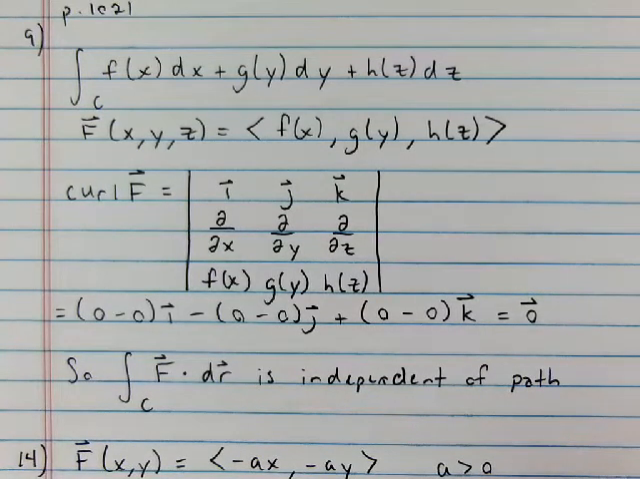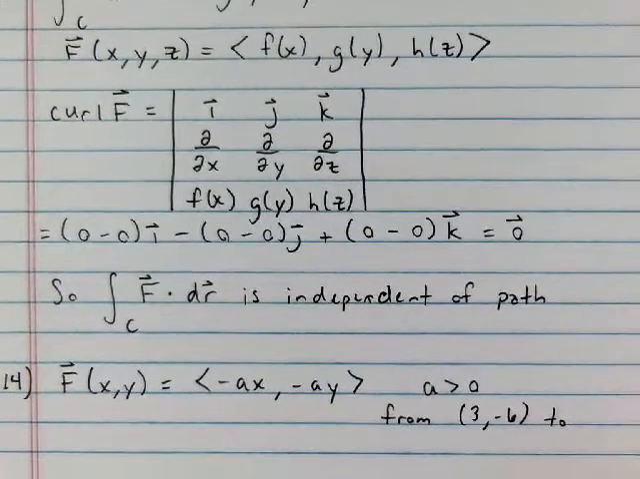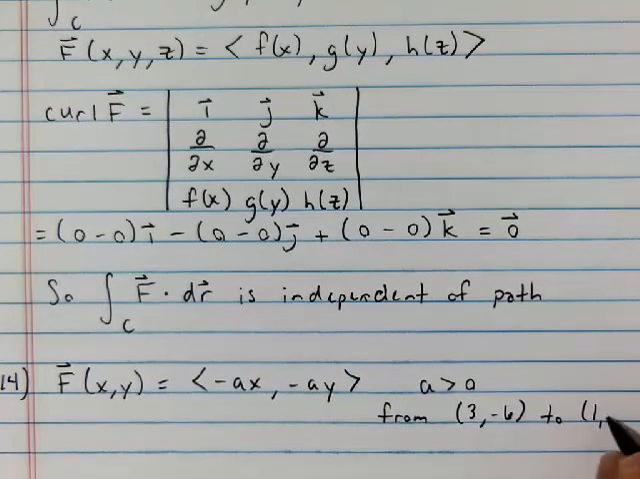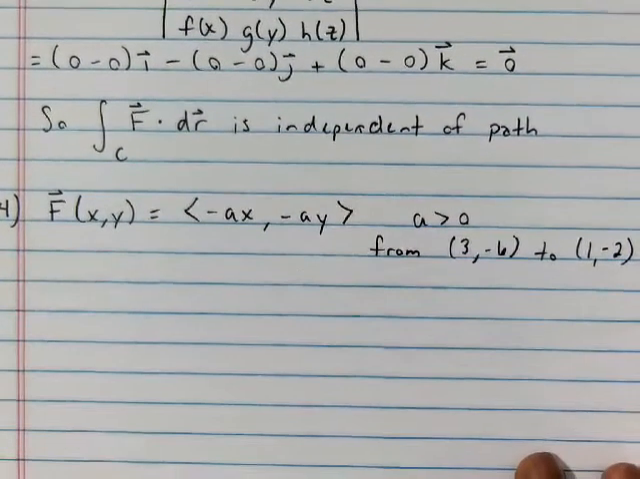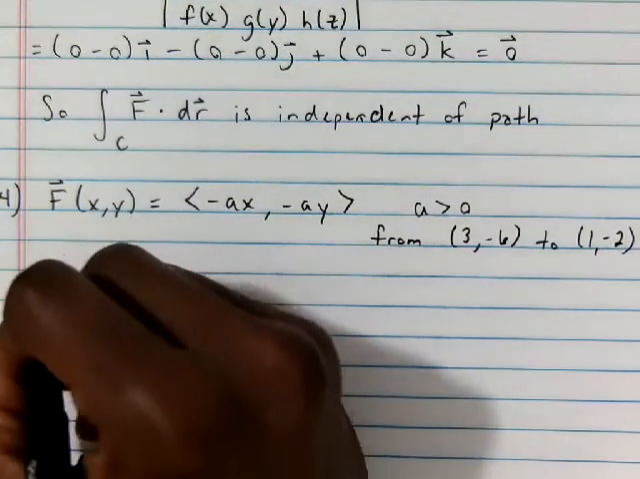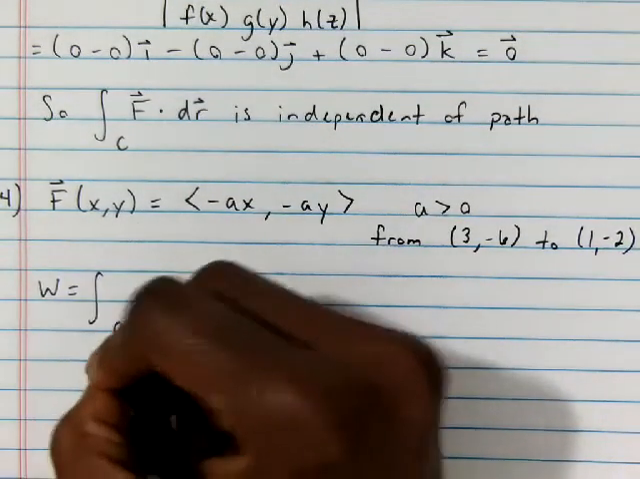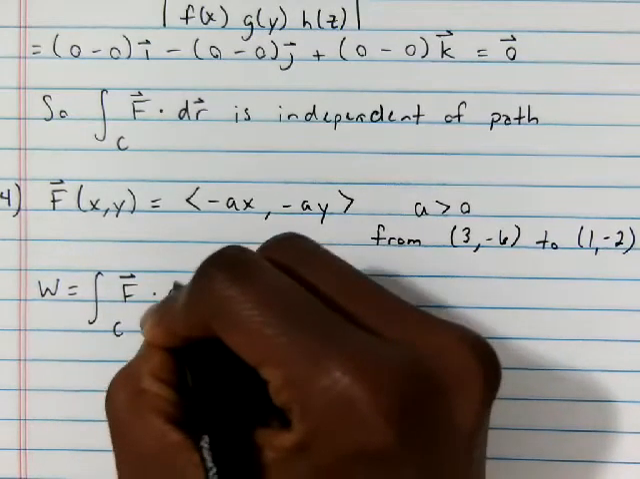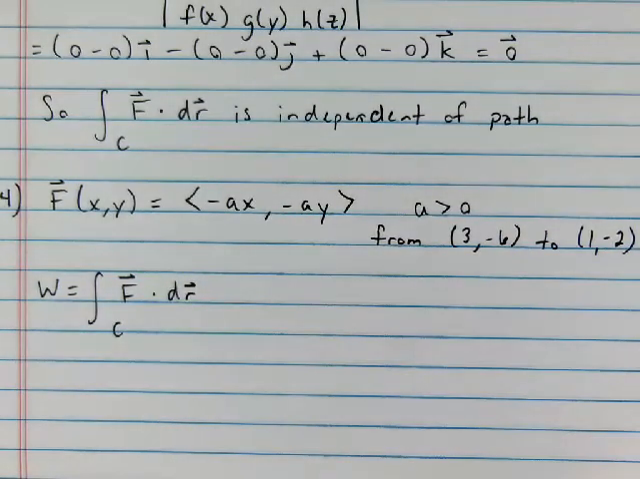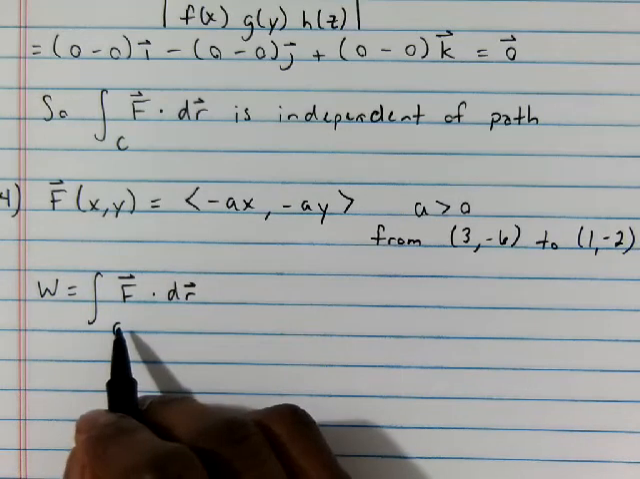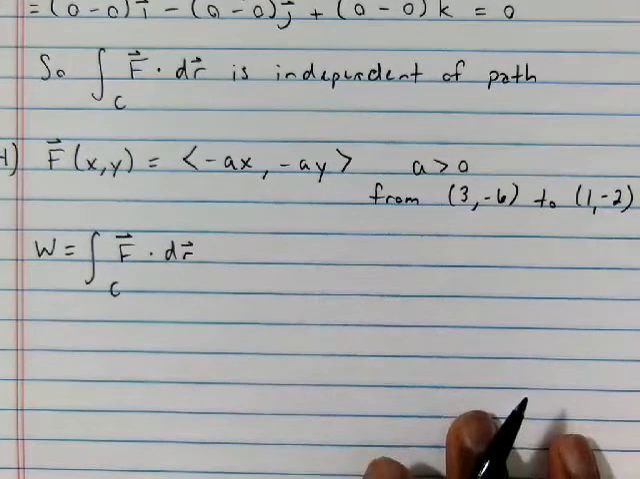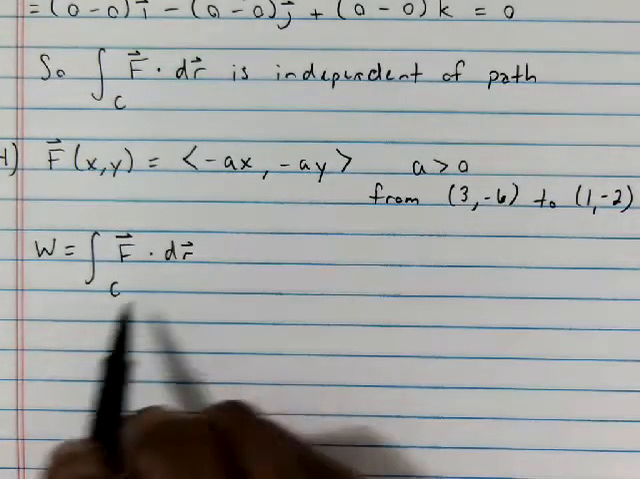Alright, this tells us a is greater than 0, and we're going from 3, negative 6 to 1, negative 2. All right, and we're computing the work here. So W equals the line integral over C of F dot dr. All right, but we don't have a curve C. So what we're going to do is see, would this be independent of path, excuse me.